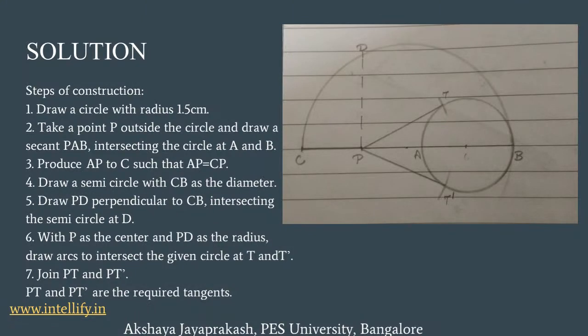With P as the center and PD as the radius, draw arcs to intersect the given circle at T and T'. Join PT and PT'. PT and PT' are the required tangents.